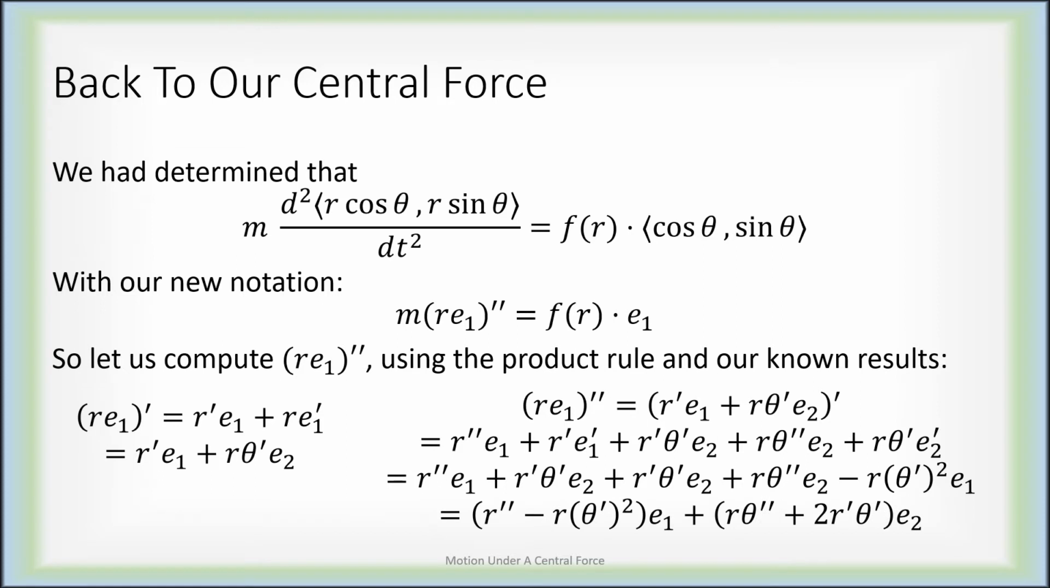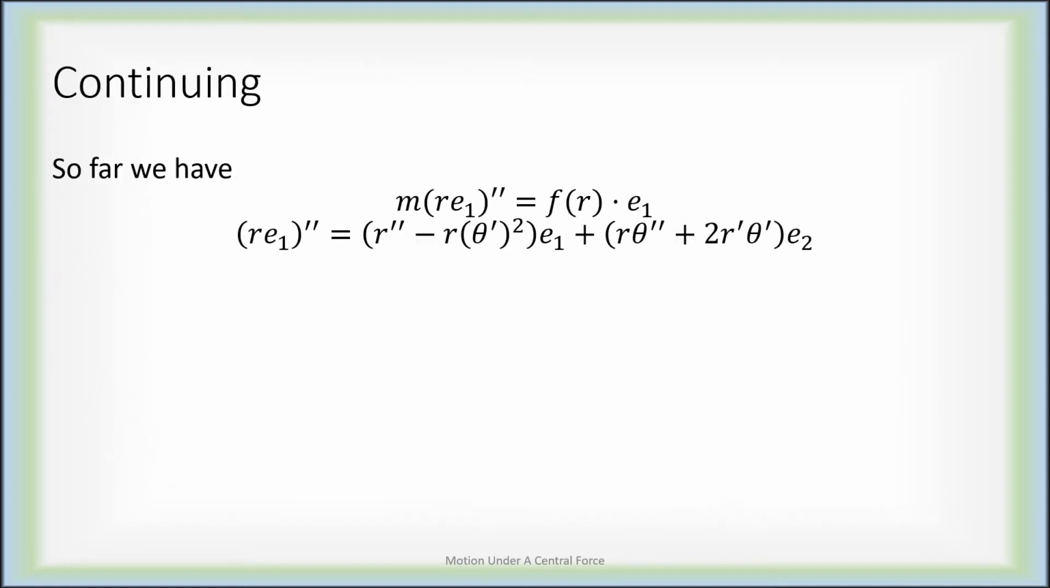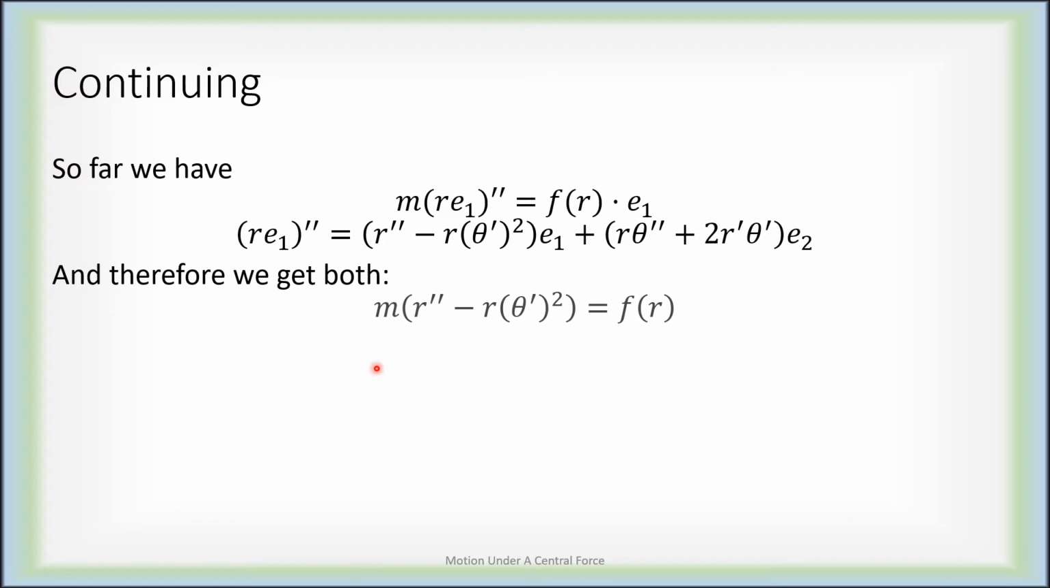Now I just collect terms according to whether I have an E1 or an E2, and we have what we have at the bottom. So far we've determined that m times acceleration is the overall force, but we also computed this second derivative as such: something times E1 and something times E2. So if we substitute that in for r E1 double prime, we'll determine two things.